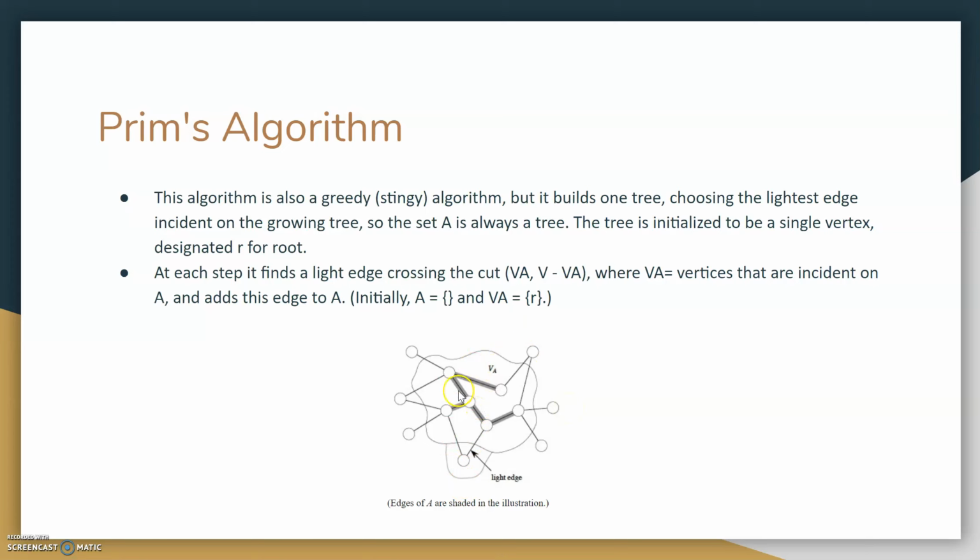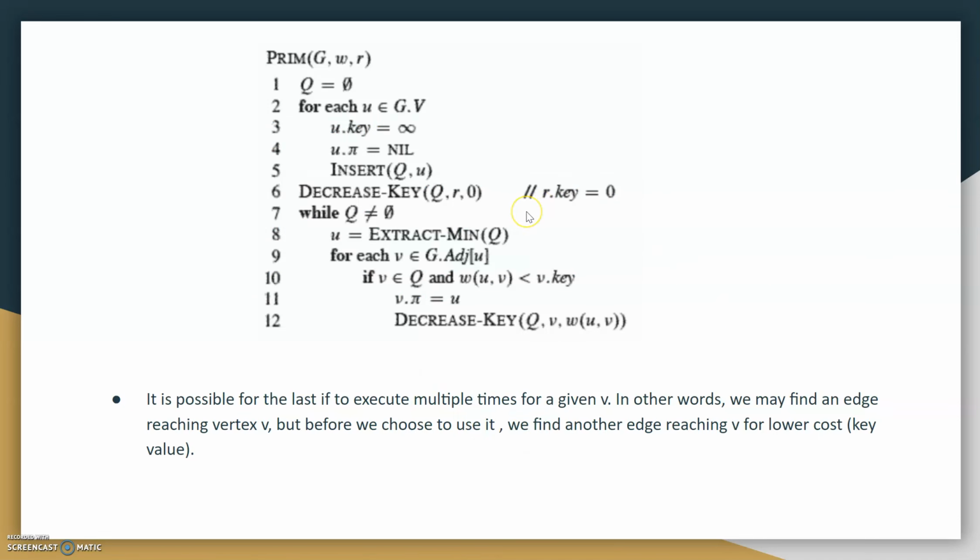So it starts from one vertex in the middle, and you have all the edges going out. The edges of A are shaded, and it will choose the lightest edge. And here is the pseudocode for this. Again, this one is different from the one in the textbook, and you can choose to use either one, depending on which makes you understand this algorithm better.